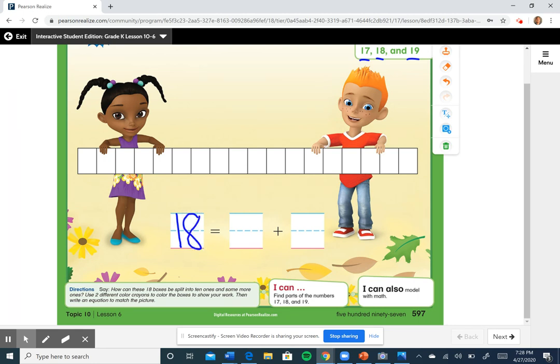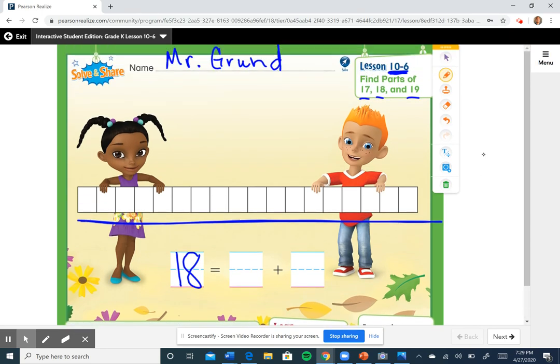And it says, how can these 18 boxes, so these boxes right here, how can they be split into 10 ones and some more ones? Use 2 different colored crayons to color the boxes and to show your work. Then write an equation to match the picture. So remember, we need to find 10 ones and then some other ones. So the first thing we should do is color in 10 ones. And I'm going to use purple.